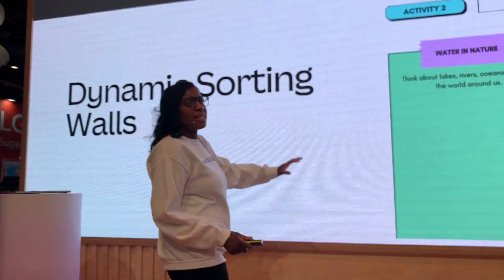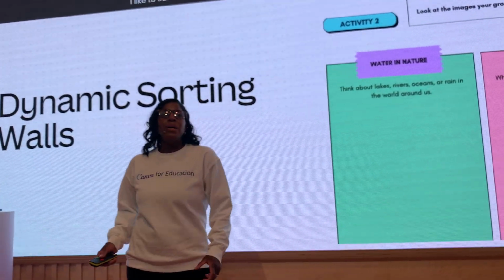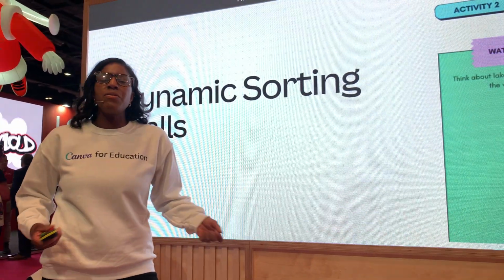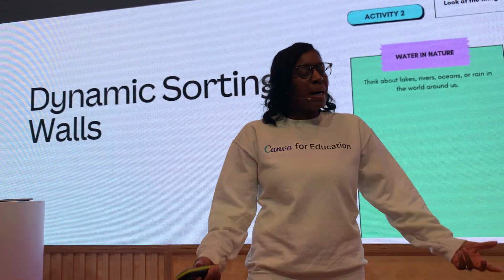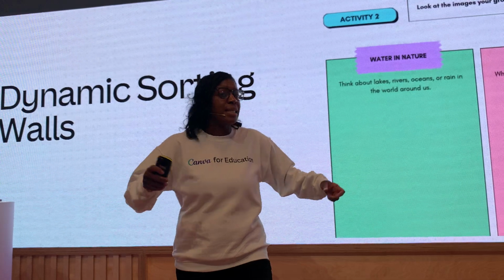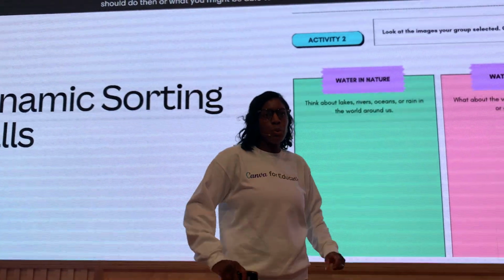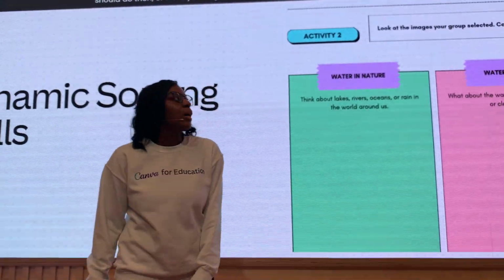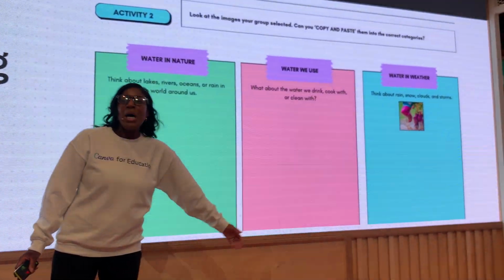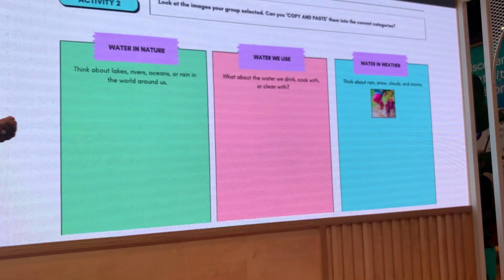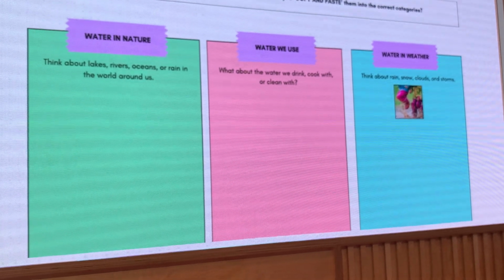I like to call these dynamic sorting walls. So let's say you've got all of these ideas in from the children. What you should do then, or what you might be able to do then, is to take those ideas and to organise them, to sort them into different categories. Now, I've done this on the fly, so my headings aren't as great as they could be, but just to show you, you take the ideas and you can sort them and process them.